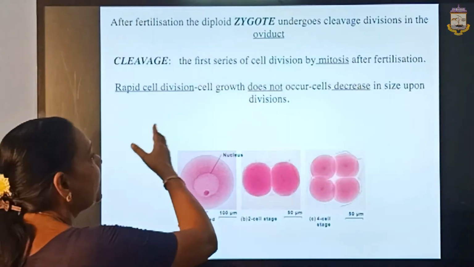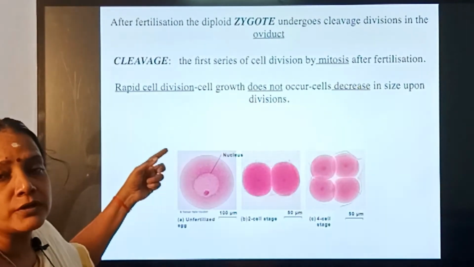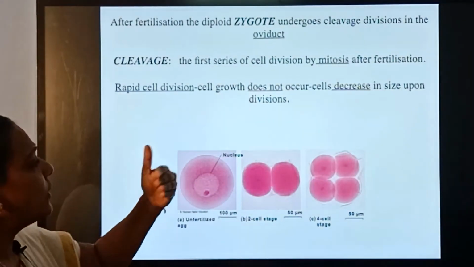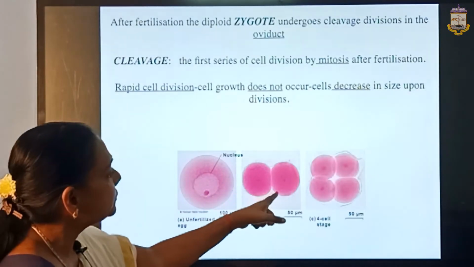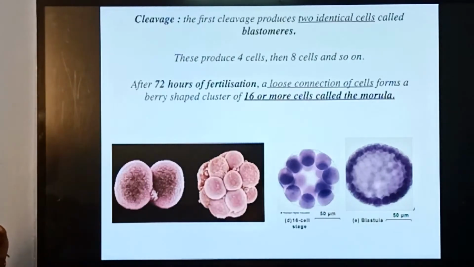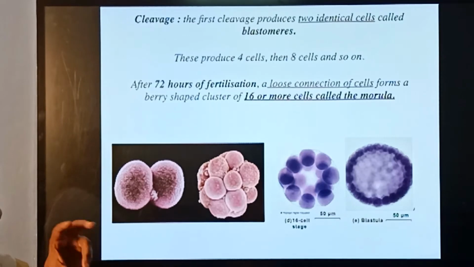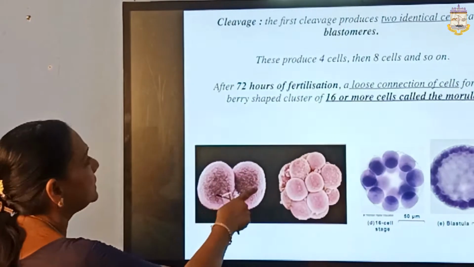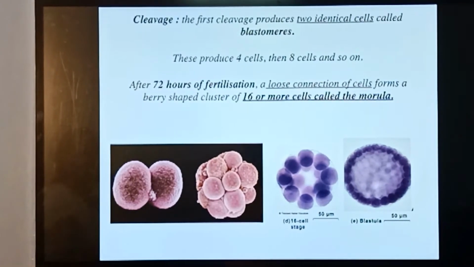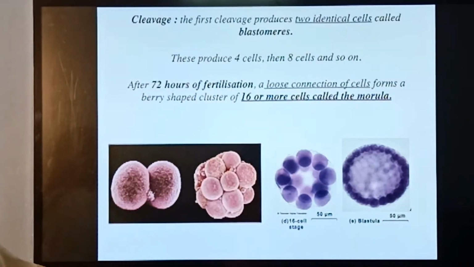Okay. So there is rapid cell division, but cell growth does not occur. Here there is no growth. Remember, children, the growth doesn't occur. Cells only decrease in size upon division. See the first cell, now it divides into two, after that 4, like that it keeps on dividing. In the first cleavage it makes two identical cells. Those two identical cells, you call them blastomeres. These two cells are called blastomeres. In further course, it produces 4 cells, 8 cells and so on.